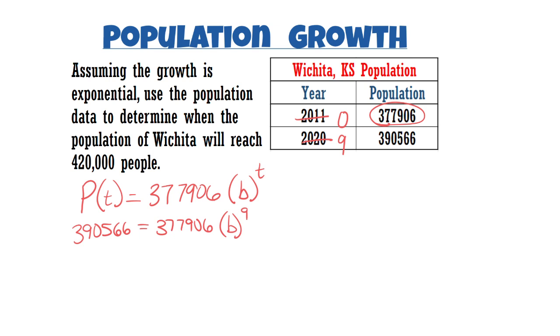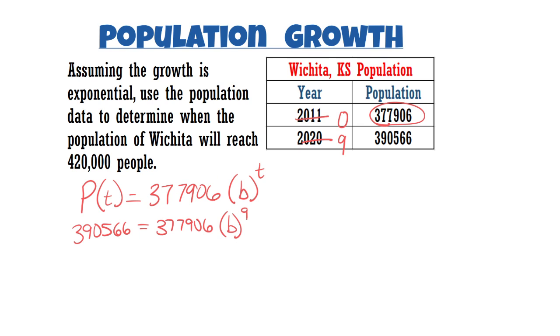So that's going to be to the 9th power. So I'm just going to start off. Now, I've already done all the calculations to hurry us along here, but my first step is to divide by that 377,000 number, and I've got 1.034.